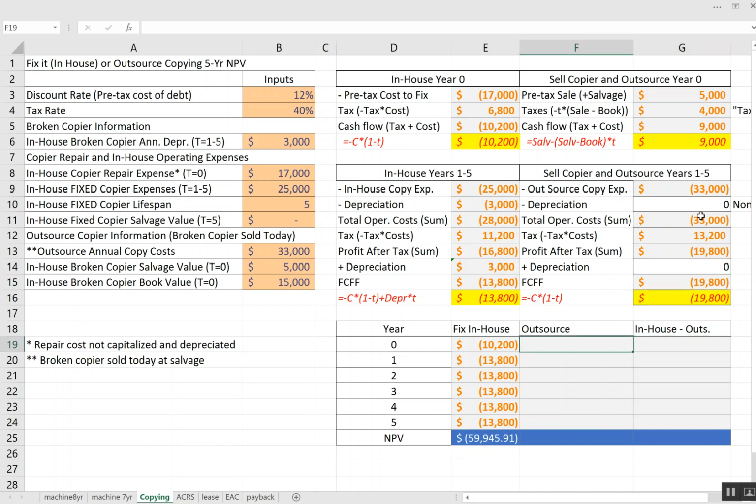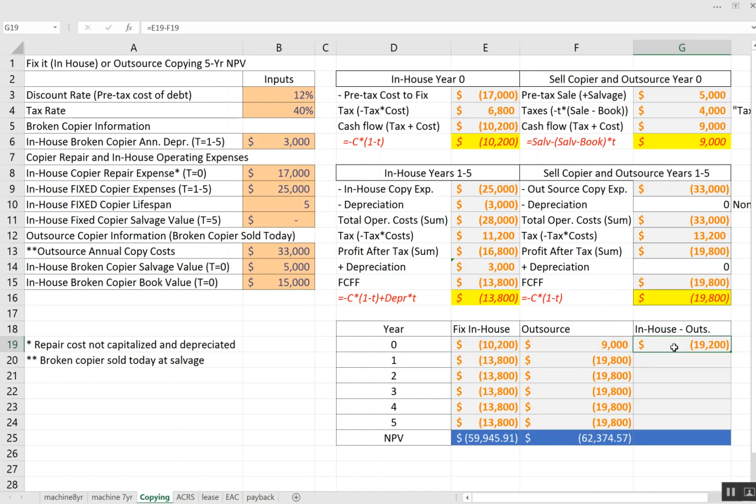So now I can calculate the NPV of outsourcing. I'll generate $9,000 from the sale, and then I'll spend $19,800 per year. And I can then calculate the NPV. It looks like the present value of all costs of in-house is $59,000. The present value of all costs if I outsource is $62,000. That's the net present value, including the initial value. And so it looks like I'm going to go with the cheapest cost. Since this copier is not generating revenue, but I still need one in the business, I'm just going to minimize cost.